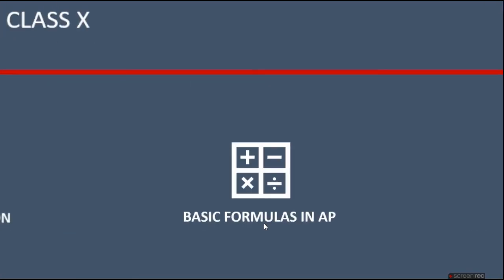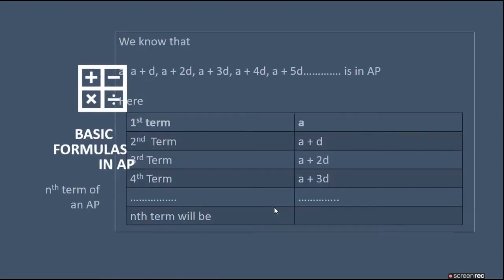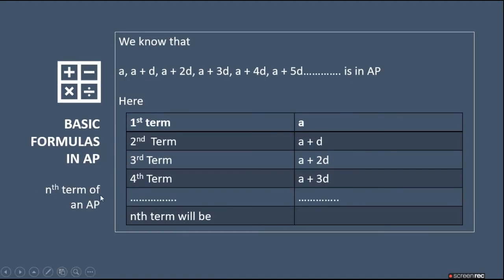The next portion is some formulas related to AP. Here we shall derive the formula for finding the nth term of an AP. We know that a plus d, a plus 2d, a plus 3d, etc. is in AP. It is the general format of AP.